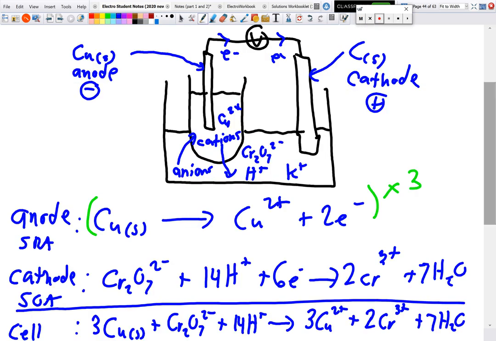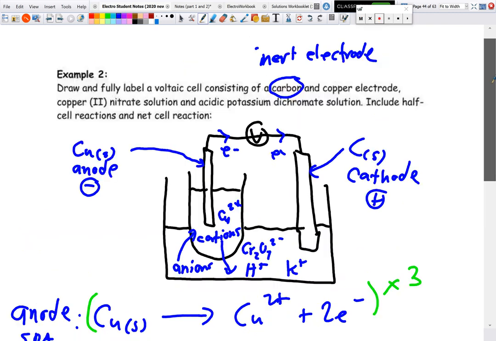Great, and when you're done, you should get something that looks like this. Now, I decided to use the porous cup diagram this time, but you can use whichever one. So we still have our anode over here, cathode over here. Our strongest reducing agent in this case, out of everything, was our copper solid. So that's what we have right here at the anode. And then of course the solution was the copper 2 ions.